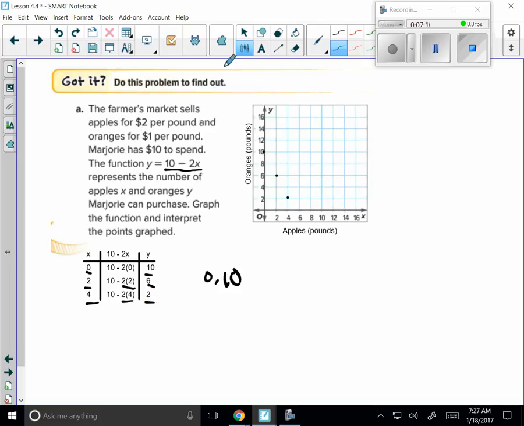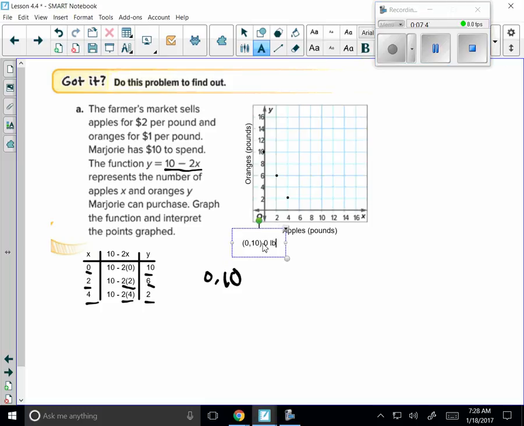Now, we can interpret these points, and I'm just going to type them out so I don't have to try and write them. But the first point that we did was (0, 10). And it wants us to interpret them, which means what does it actually mean in real world? Because since this is a real world problem, these have representations. So if you look, 0 represents our x value, which is apples. So she's going to end up being left with 0 pounds of apples.